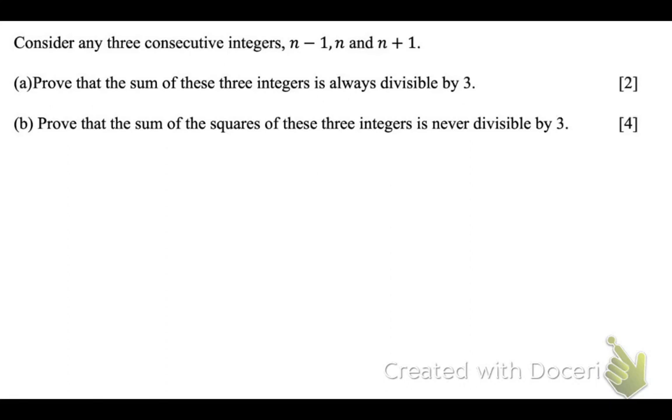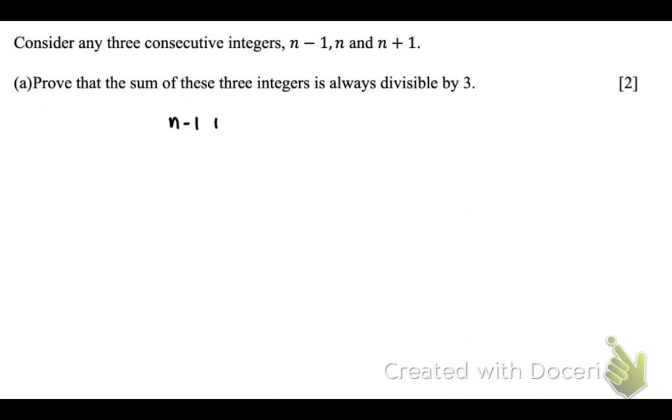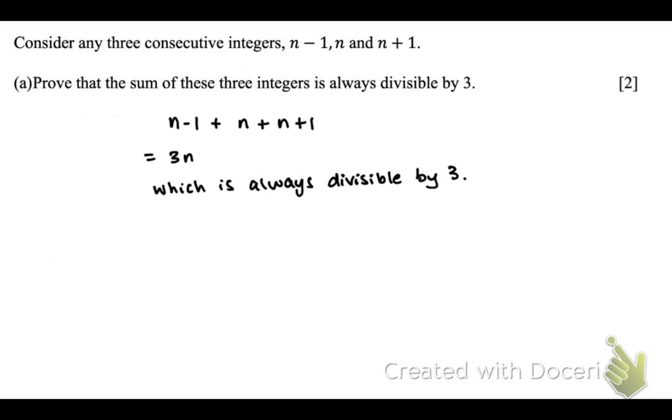Let's get started. Consider any three consecutive integers, n minus 1, n, and n plus 1. My first line is taking the sum of these three integers. We simplify and we notice that we have 3n, which is always divisible by 3. This is a very simple deductive proof. The examiner is looking for the sum of these three integers and stated result.